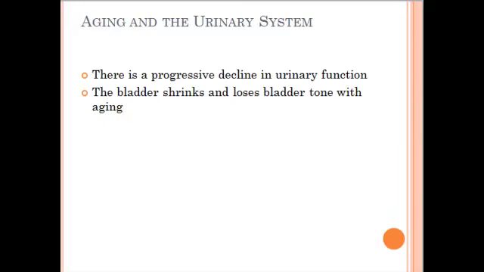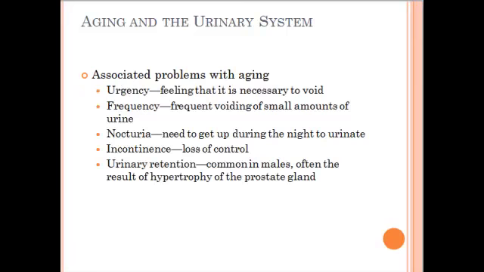And then over time, as you get older, you start to have some urinary problems. Urinary function decreases with age, your bladder shrinks, you lose that bladder tone, and then suddenly all sorts of problems happen. Urgency, which is a feeling that you have to void. Frequency, where you have to void a lot but you're not really getting rid of a lot. Nocturia, where you have to get up in the middle of the night to urinate. Incontinence, where you no longer have control. So just like in young kids, the elderly are going to start having incontinence.